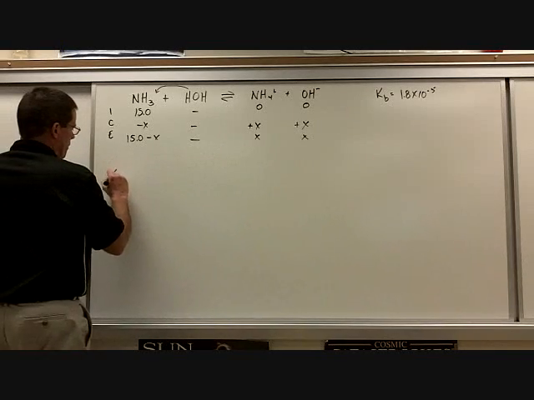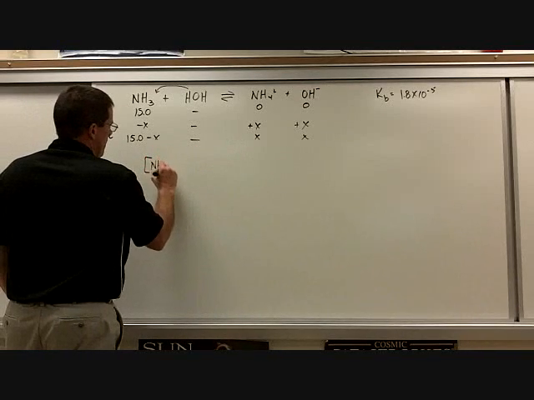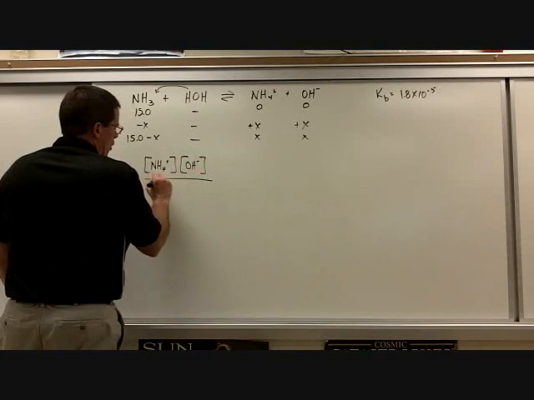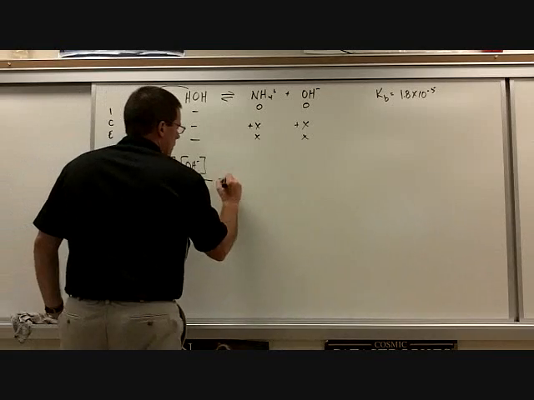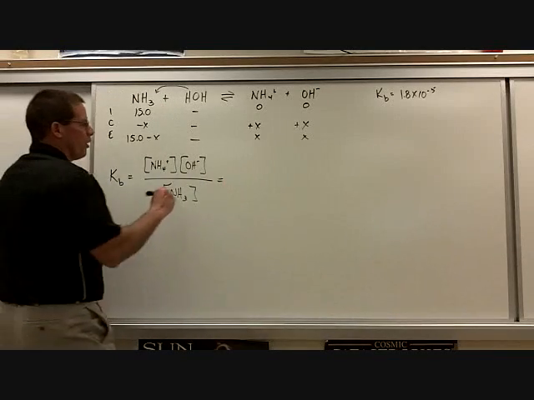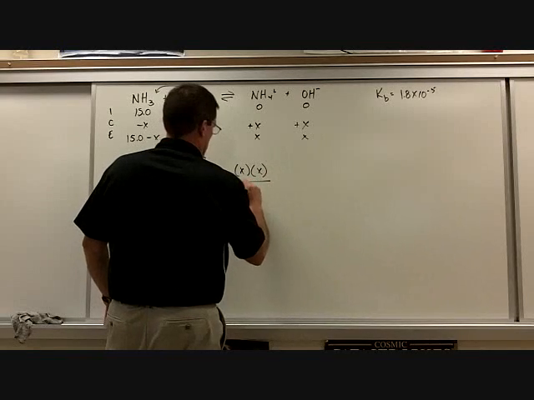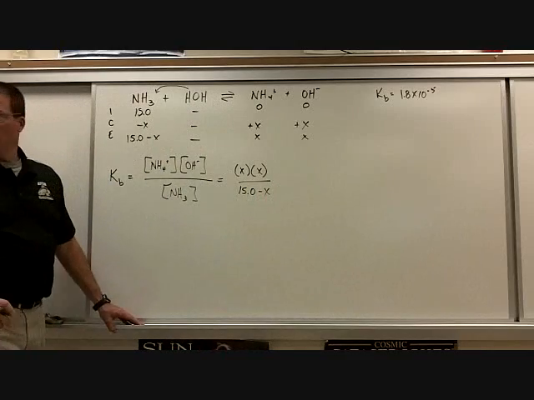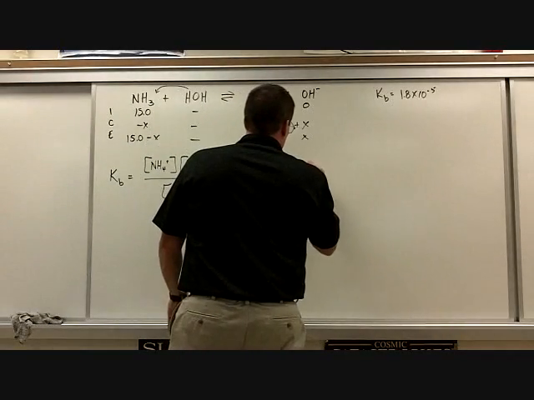Let's write our expression. So we have our ammonium and our hydroxide, over the ammonia. And let's plug in those values, so x and x. Do you want to use the 5% rule? Yes. You can, since it doesn't say you can't. That's a later question.